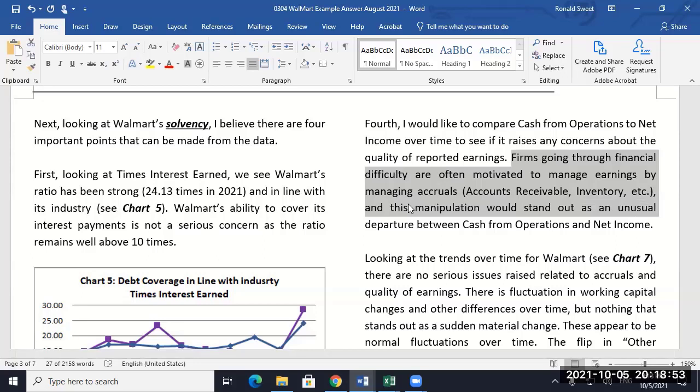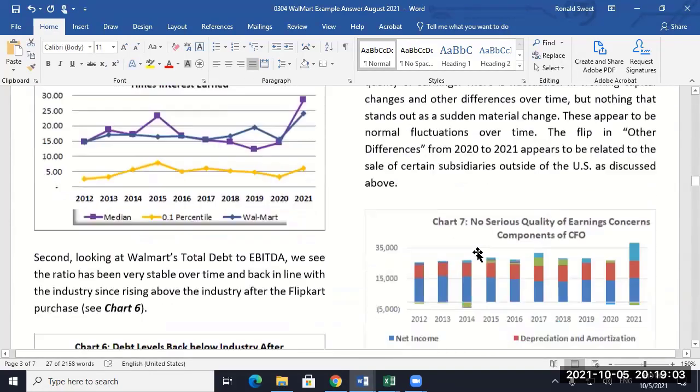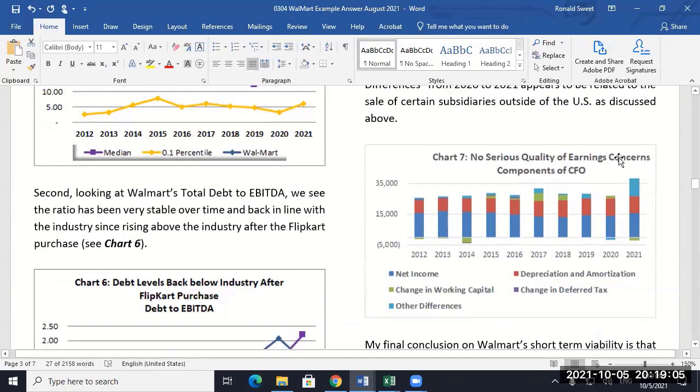But my argument is if a firm is really in financial difficulty, that's when they're most likely to start playing with the books, trying to do some fancy accounting to hide things. And when you do that, you're usually going to see some big disconnect between earnings and cash from operations. So let's look at this chart and see what I'm doing here.